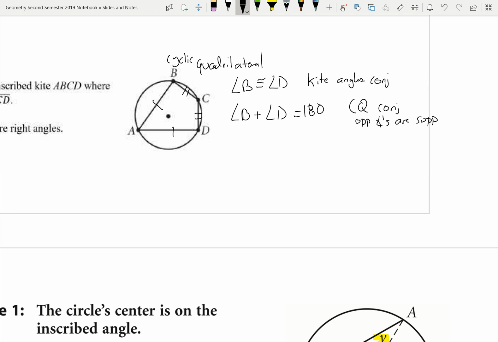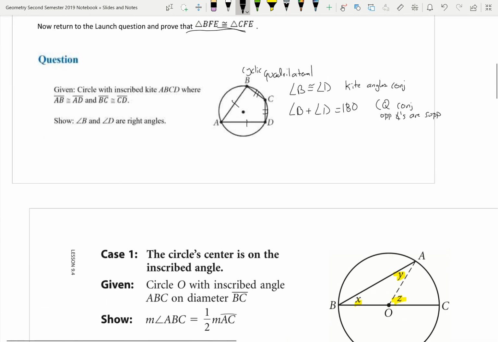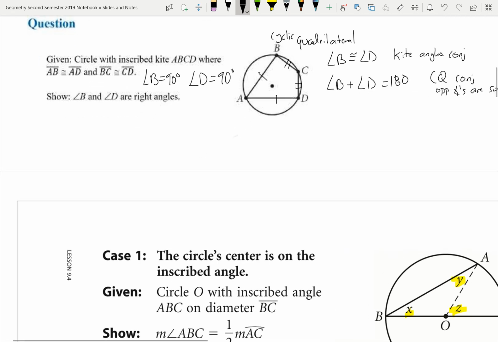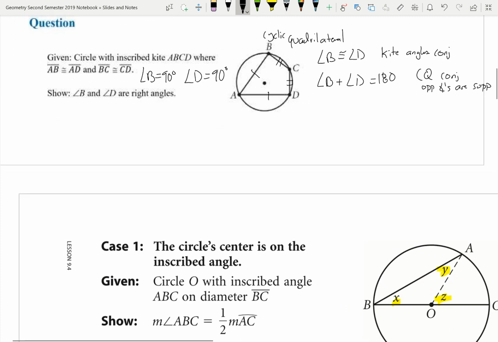Okay. And we're trying to show that angle B and angle D are right angles, so that angle B equals 90 degrees and angle D equals 90 degrees. So it looks like we are ready to start our proof. I'll go ahead and get that going.